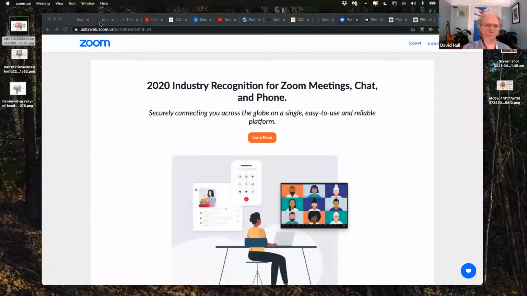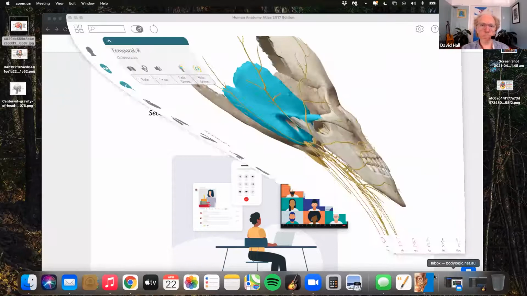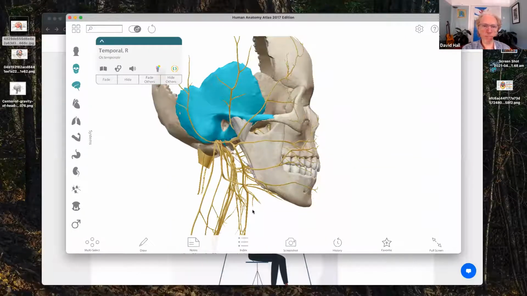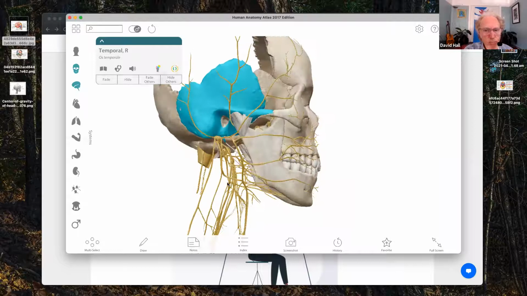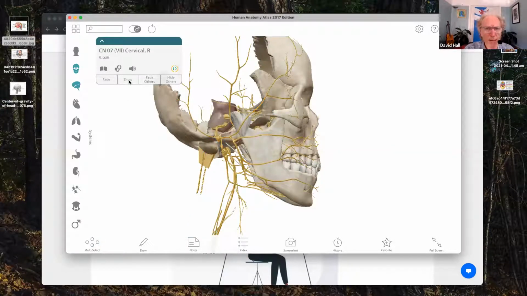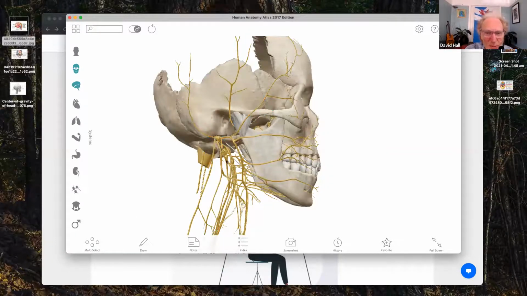Where are you there? Temporal bone. So, I should get rid of some of this clutter here. Except it didn't want to get rid of the temporal bone. It's all right. I'll just have to persevere.